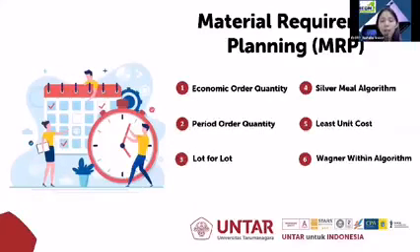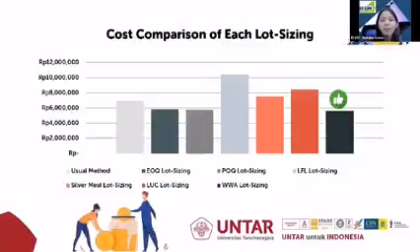Material requirement planning is done by using 6 lot sizing techniques, which are economic order quantity, period order quantity, lot for lot, Silver-Meal algorithm, least unit cost, and Wagner-Whitin algorithm. And from the calculation of the 6 lot sizing MRP techniques, compared to the method the company usually uses, it was found that the smallest cost was in the Wagner-Whitin algorithm technique.